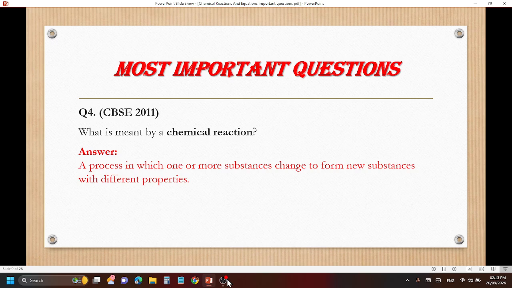Let's move to the next question, 2011 question. What is meant by chemical reaction? Simple and easy question, everybody can answer. Just read out the definition. A chemical reaction is a process in which one or more substances change to form new substances with different chemical properties. It is a process in which two or more substances react together to form a new substance, and the new substance has different chemical properties, and in some cases the physical properties also change. This question was repeated in CBSE 2011 last, and after that it has not been repeated. So please be careful. If your luck is bad, then this time it can come.